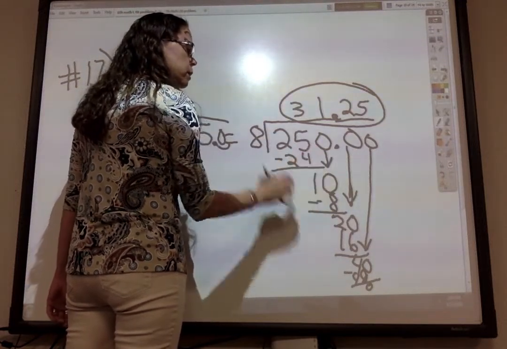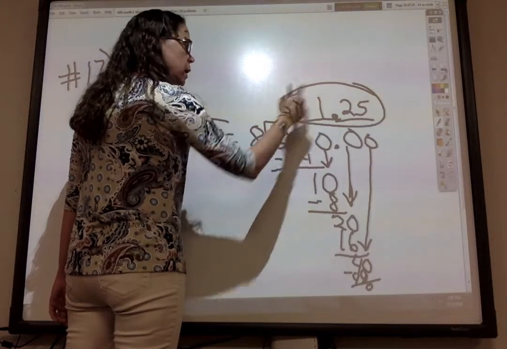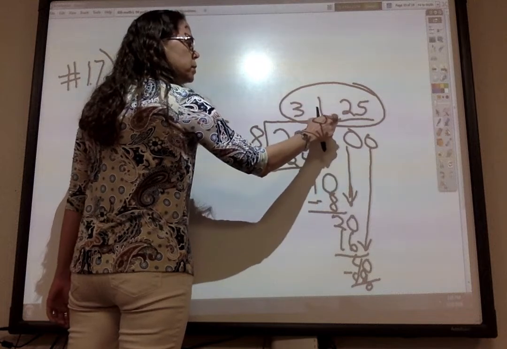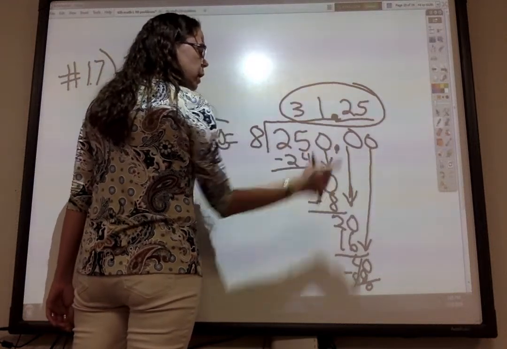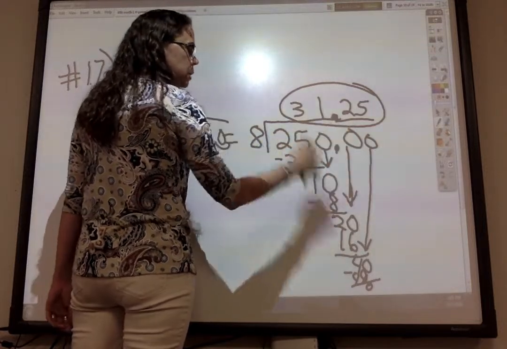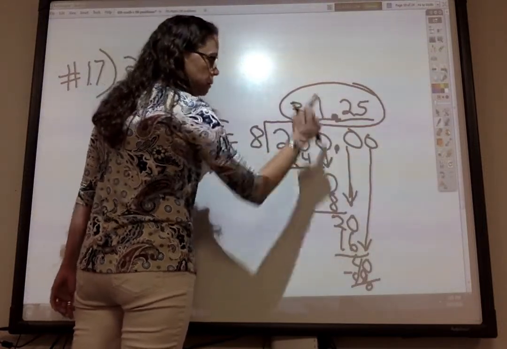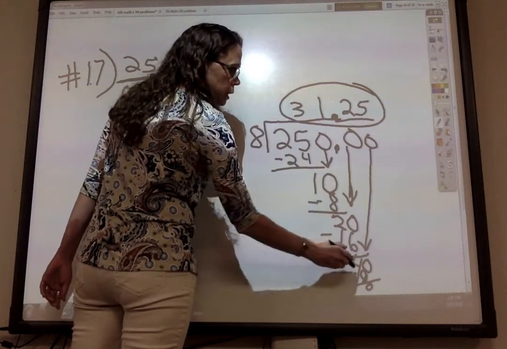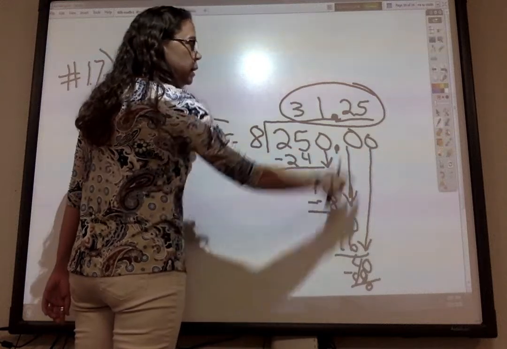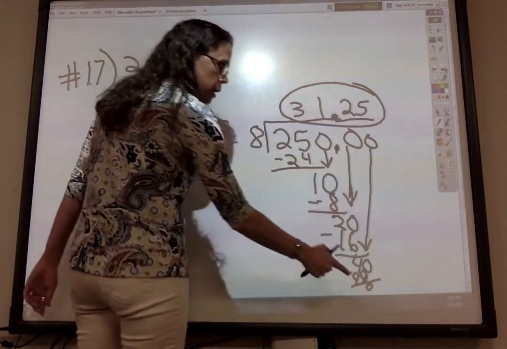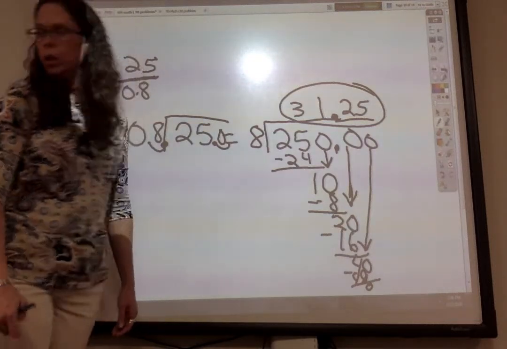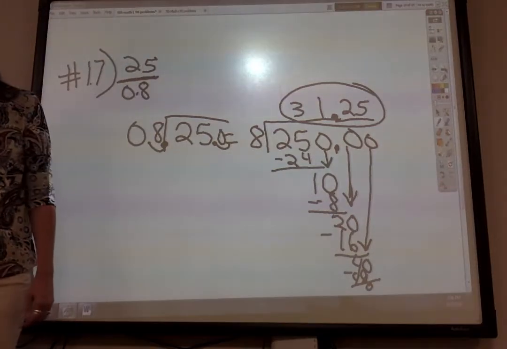Bring down my 0. 8 into 10 is once. 8 times 1 is 8. 10 minus 8 is 2. Hopefully you remember to put your decimal up immediately. I forgot. 8 into 20 is, whoops, I added a 0. 8 into 20 is 2 times. 8 times 2 is 16. 20 minus 16 is 4. I had to add another 0. 8 into 40 is 5. And now I have no remainder. So the answer is 31 and 25 hundredths.